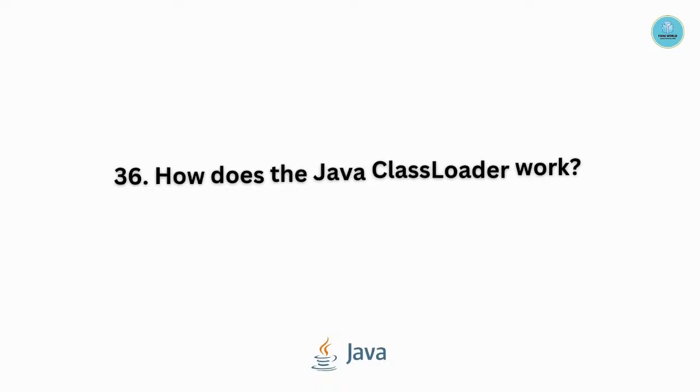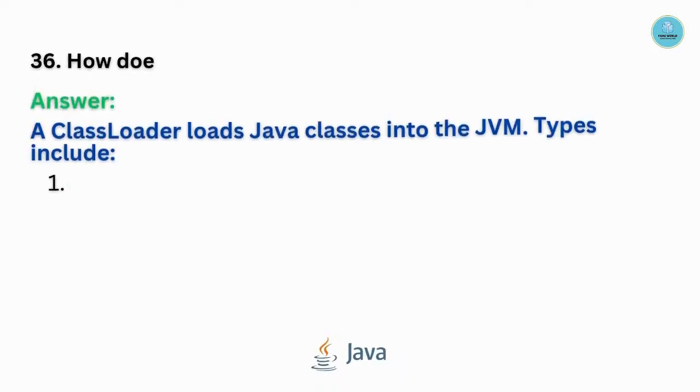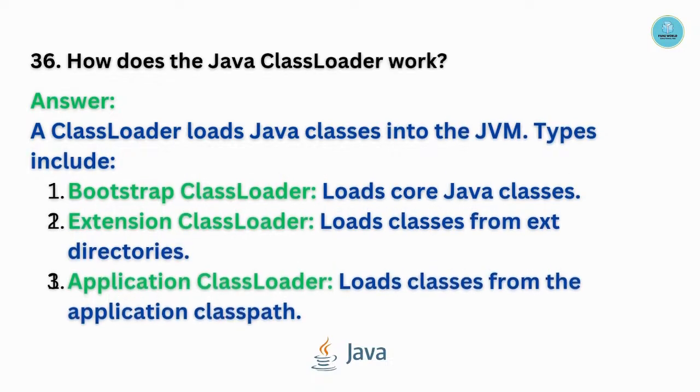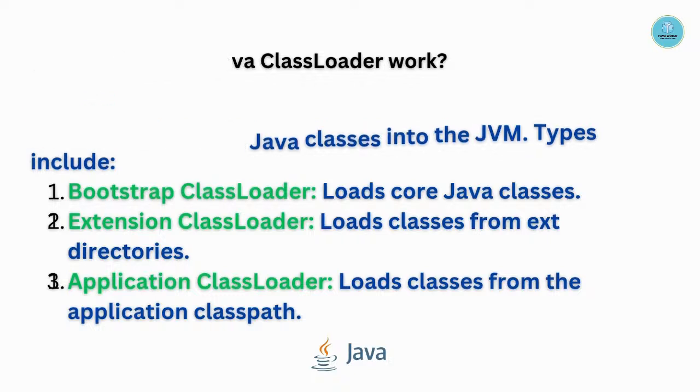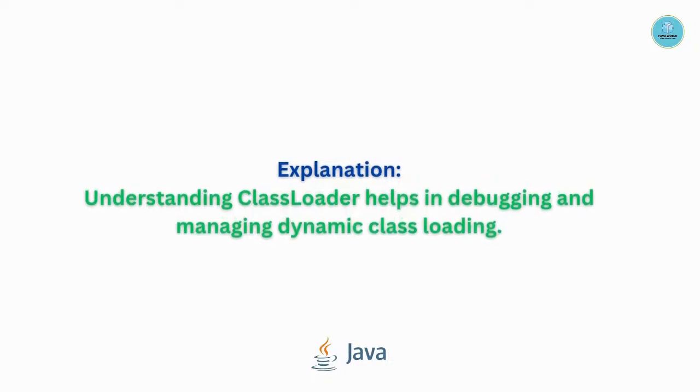Question number 36. How does the Java class loader work? A class loader loads Java classes into the JVM, that is the Java Virtual Machine. The types include Bootstrap class loader, Extension class loader, and Application class loader. Bootstrap class loader loads core Java classes. Extension class loader loads classes from ext directories. Application class loader loads classes from the application class path. Understanding class loaders helps in debugging and managing dynamic class loading.